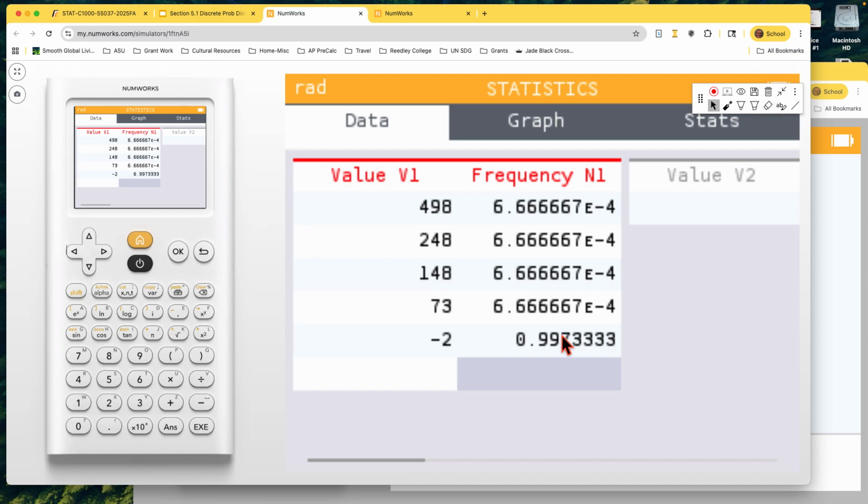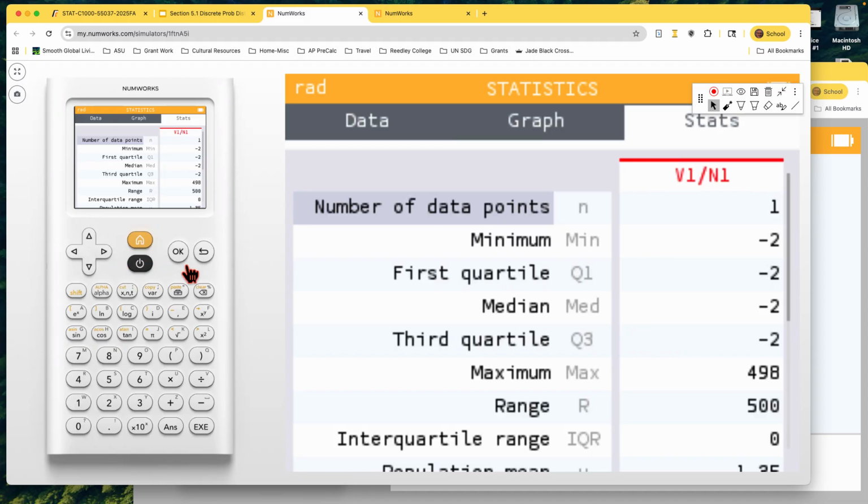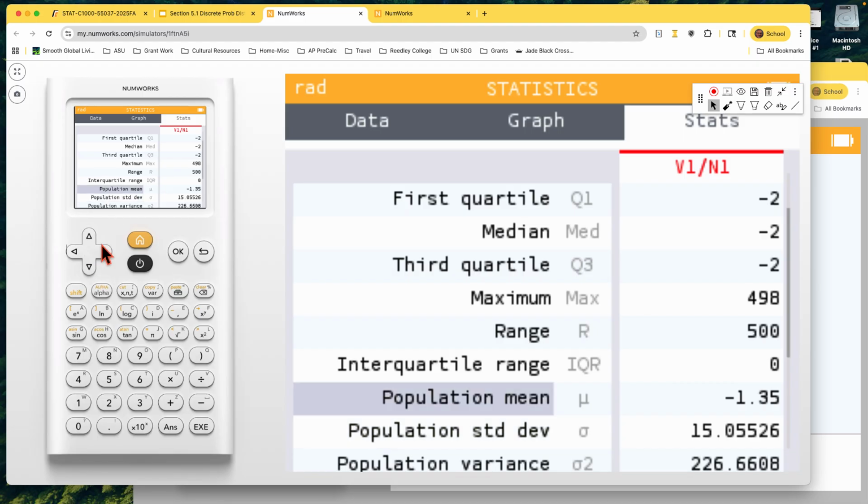And I get this value. Okay, so I'm just putting the probabilities in there. And again, all I need to do now for expected value is go to stats, go to the mean. This is going to give us a weighted mean. So I arrow down, and the population mean is negative 1.35.